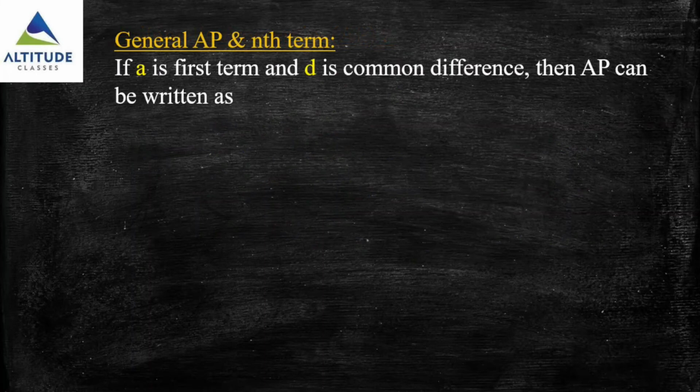Let's write the general arithmetic progression. What is its nth term? If a is the first term and d is the common difference, then the arithmetic progression can be written like this. This is the general arithmetic progression. If a is the first term, if you want the second term, what do you need to do? You need to add d to the first term. So this will become a plus d.